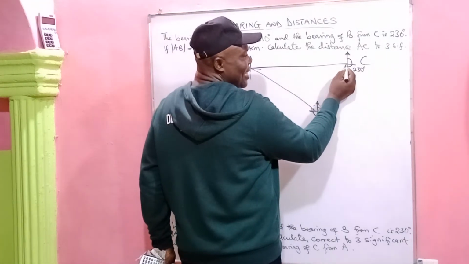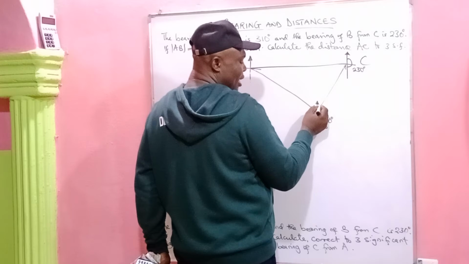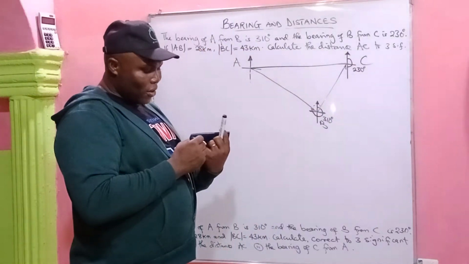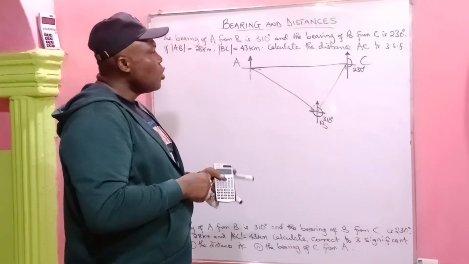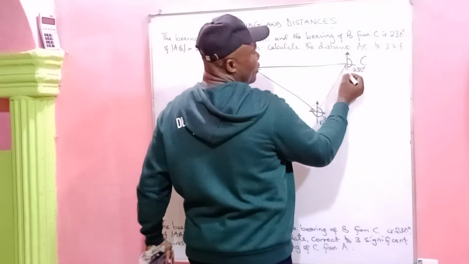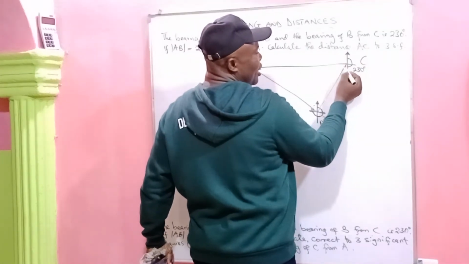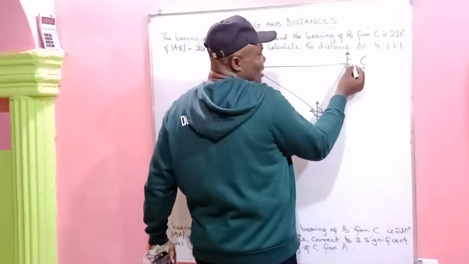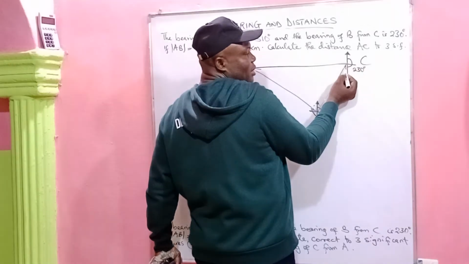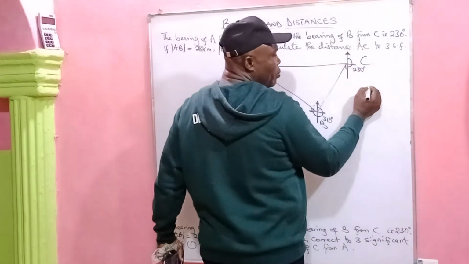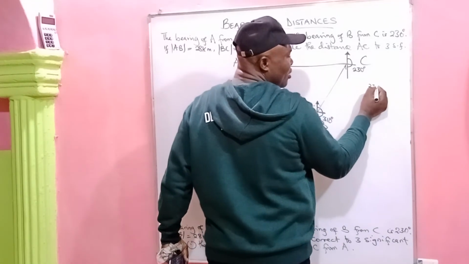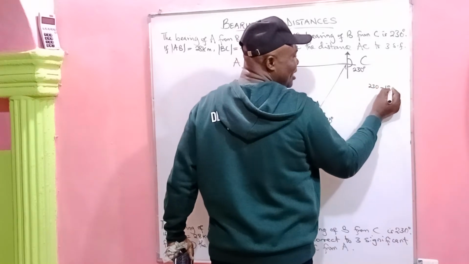Whatever is hidden here will give you what is inside here. That's the alternate angle; that's how you define that angle. Now, how do we know this angle here? You have 230. If you take away 180, which is the angle on a straight line, you will get what is here. So the angle here will be 230 minus 180 degrees.